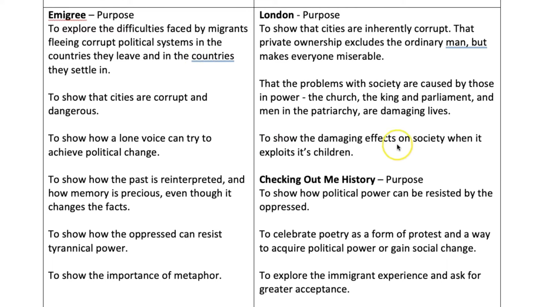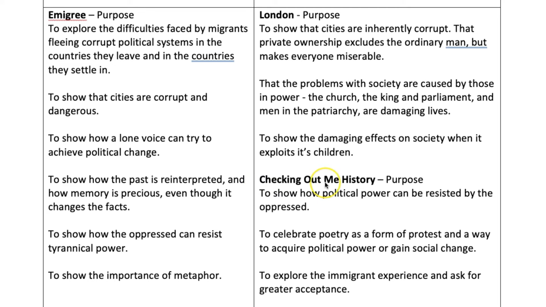To show the damaging effects on society when it exploits its children. Well, that's why this poem is all about her childhood memories, and she has been exploited by having to leave her country and become a migrant. So lots of parallels there.